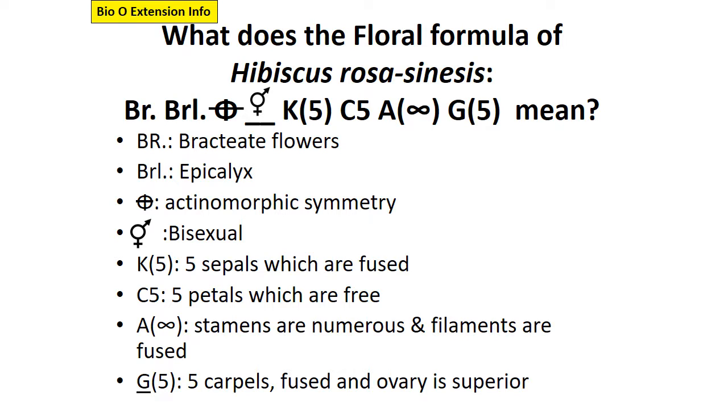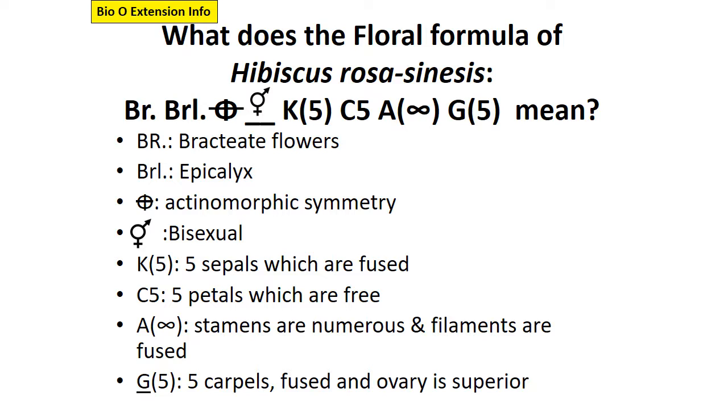This is about the symmetry, whether it is a radial symmetry or bisymmetry. These particular symbols represent radial symmetry, so you can cut at any level and it looks similar. Bisexual should be these symbols up here. Next the calyx: 5 sepals, 5 petals, and the stamens are numerous and the filaments are fused. Then G5 is 5 carpels, which are fused, and the ovary is superior.